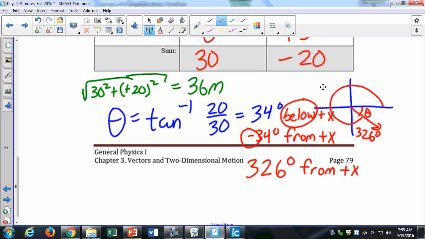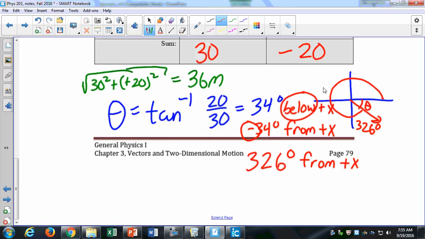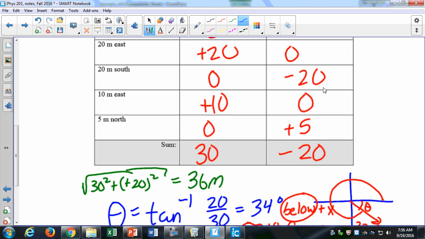All right, but since I'm in cardinal directions, the way I want to express this is that it is 34 degrees south of east. 34 degrees south of east. Let me show you how to express these cardinal directions. I'm going to go up. You should have some space up top.